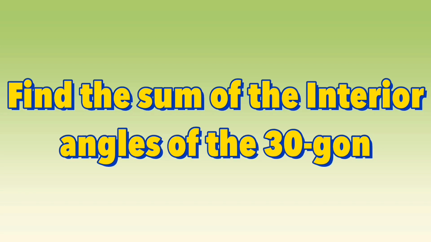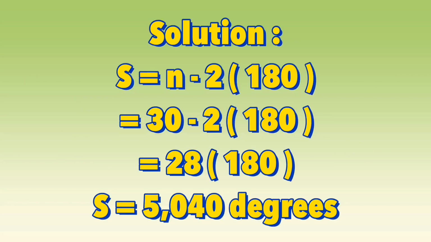Okay, next problem, number 3. Find the sum of the interior angles of the 30-gon. So a 30-gon means 30 is the number of sides of the polygon. Solution: we have the sum equals n minus 2 times 180. Since the number of sides of the polygon is given as 30, we substitute it for n. Then 30 minus 2 times 180. Then 30 minus 2 equals 28, times 180. So we have the sum of 5,040 degrees for the 30-gon.